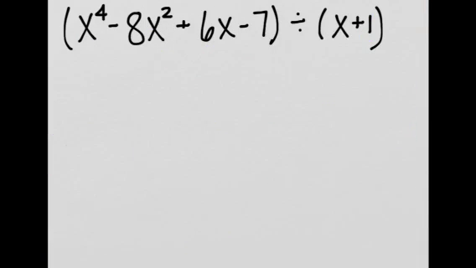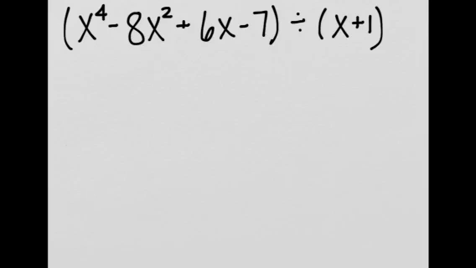So let's take a look at the next example. x to the fourth minus 8x squared plus 6x minus 7 divided by x plus 1. So again, the first thing we want to remember is that we need to make sure the polynomial is in standard form, so highest power first, and that we have a placeholder for all our powers of x.